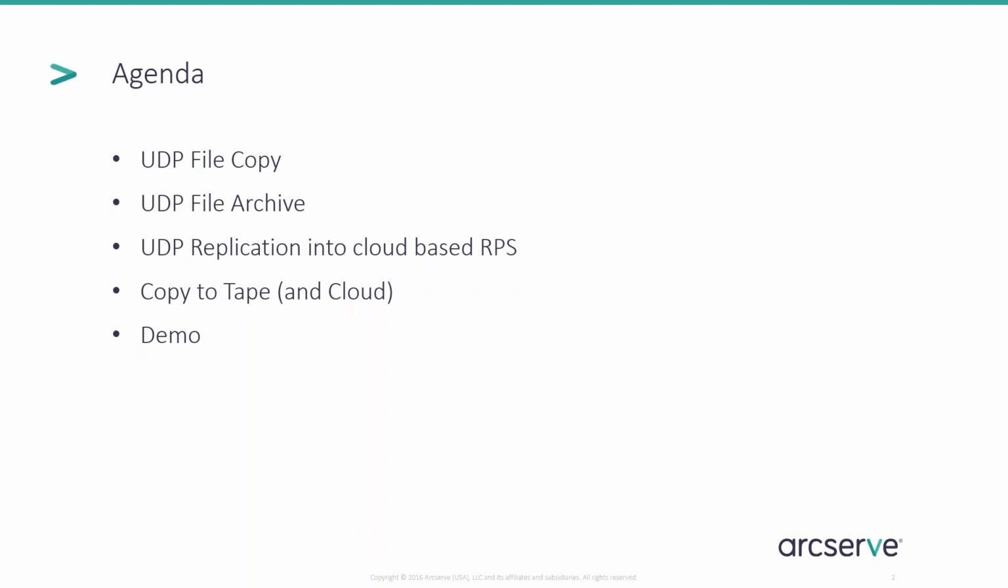During today's session, we'll be looking at a few of the different features available that can leverage cloud and tape, and they include the UDP file copy feature and the UDP file archive feature. We'll see how we can use replication to get recovery points into a cloud-based RPS, and we can also look at the copy to tape and subsequently cloud capability as well. For each of these different features, we'll also be running through a live demo on how this can be configured.